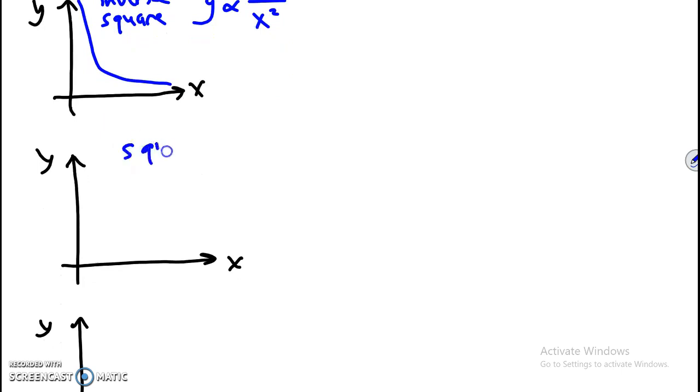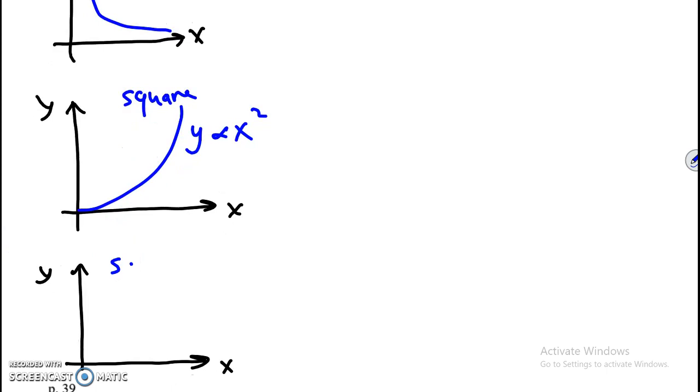Next, we have a square relation. That's where y is proportional to x squared. Kind of increases like this, goes through the origin. Then we have square root, where y is proportional to the square root of x. And that's kind of like this, concave down.